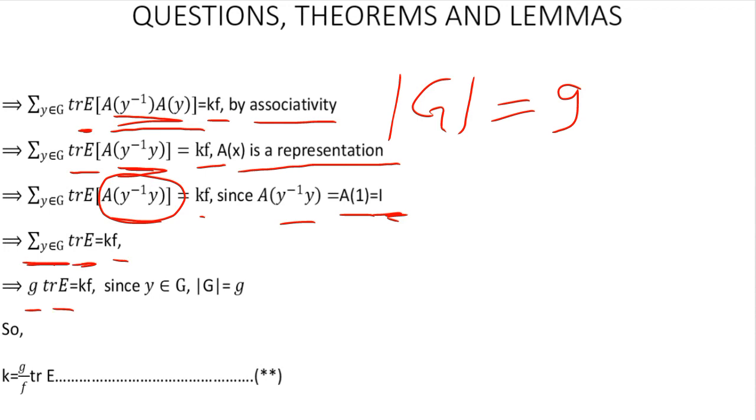Now, this is equal to KF, and we have satisfied this condition. So if I make K subject of formula, because we're looking for K, remember, just divide both sides by F, this F will cancel this F, we're left with G over F times trace of E, which is what you see here as asterisk, asterisk.